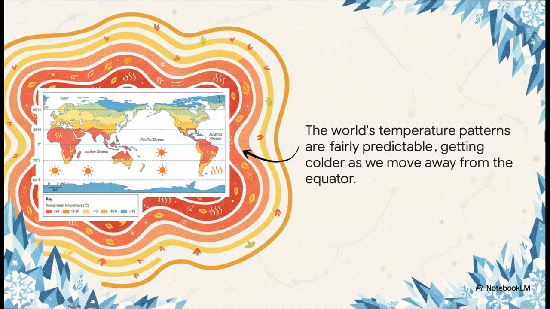You've got this bright red, super hot band wrapped around the equator. And then as you move away from it, either north or south, it just cools down. It fades from red to yellow to blue. It's this beautiful, clean pattern that's all about one thing: how far you are from the equator.